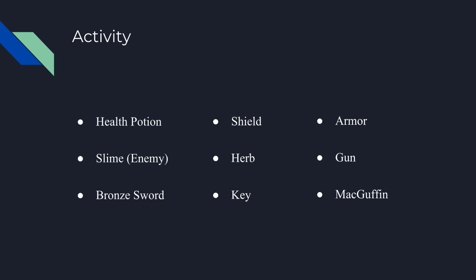Historically, we went from MacGuffin to gun to armor to shield, I believe, to health potion to slime to key to herb to bronze sword. I've got one: pointy bronze end goes forward. And then I got another one: a heavy, reliable blade, standard issue among the troops. Any others? I had a last one that I was working on, which Anna so kindly helped with.